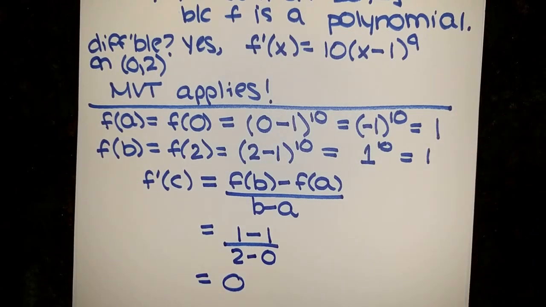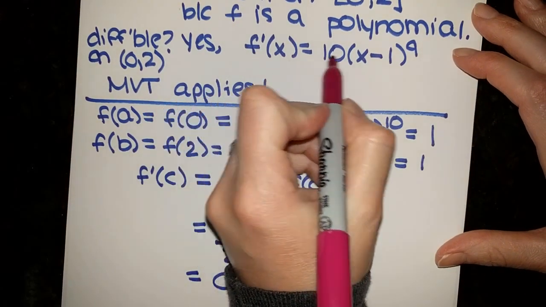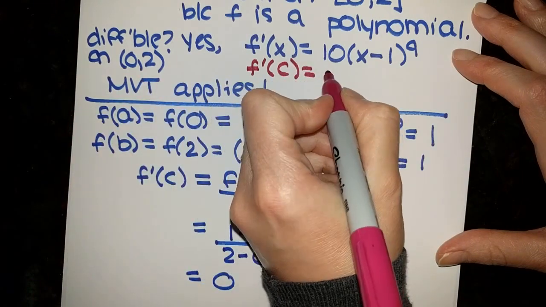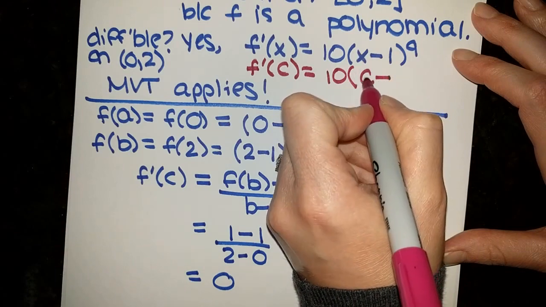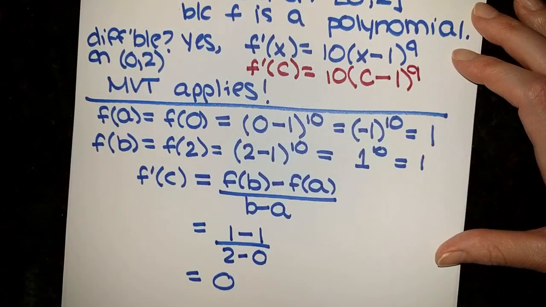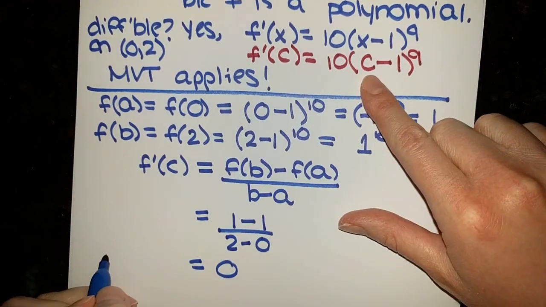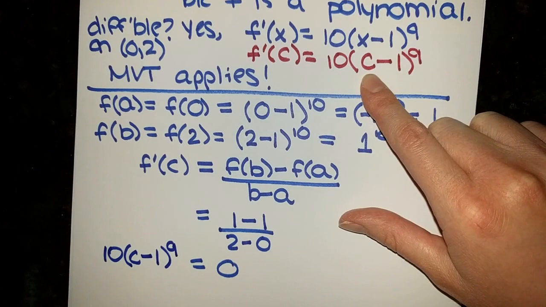Now, if we are going to formally work through what our f'(c) is, we would take our derivative and we would replace the x's with c. So that's going to give us 10 times (c - 1)^9. So the derivative that we're looking at for f'(c) is going to look like 10(c - 1)^9.